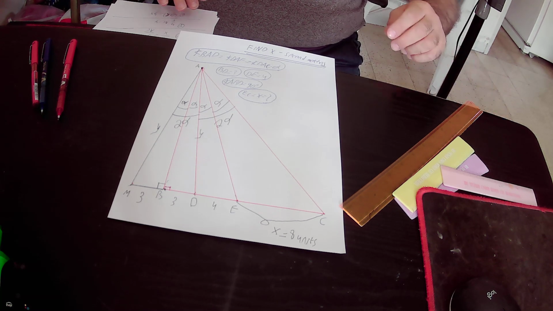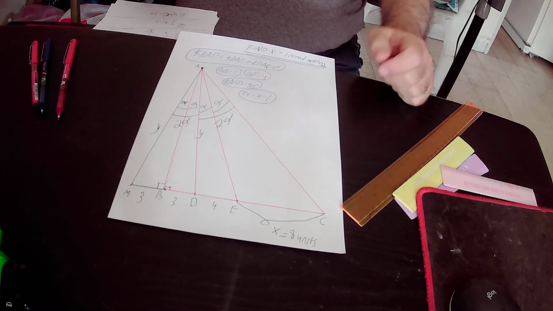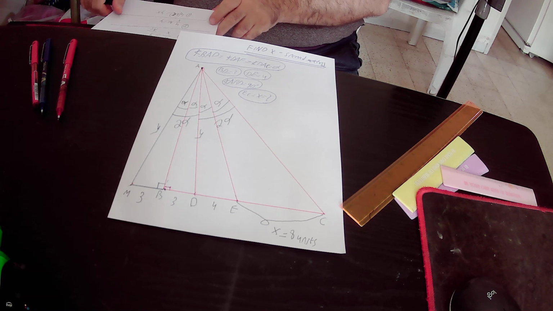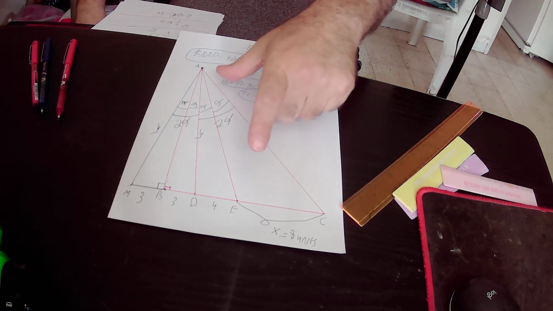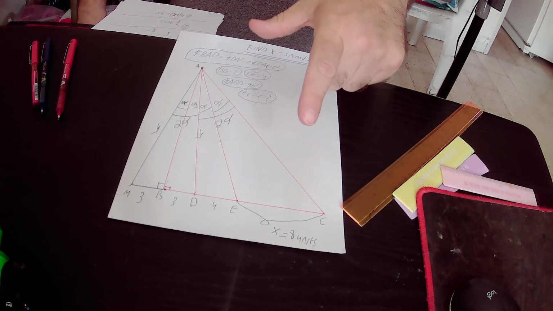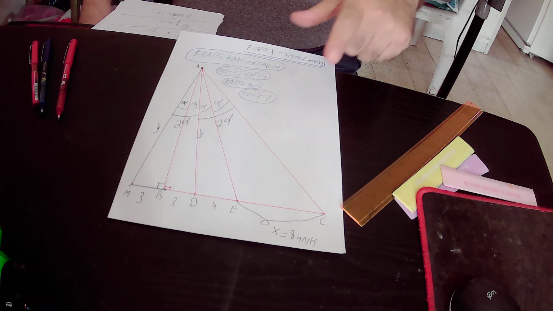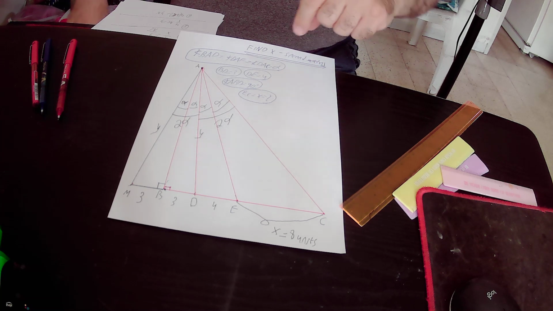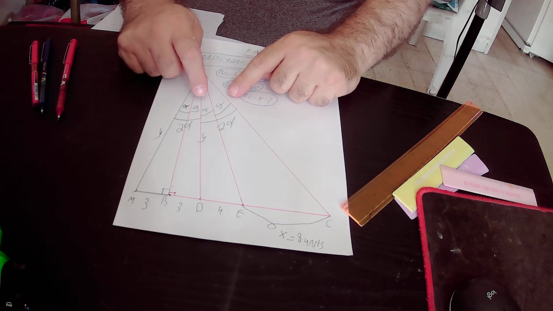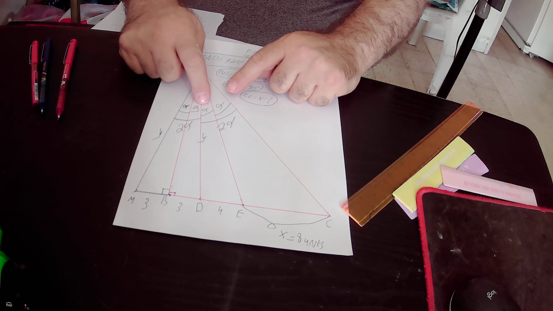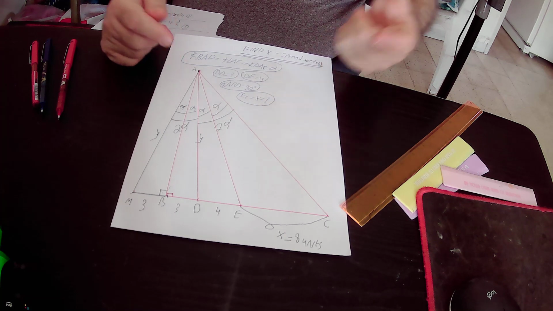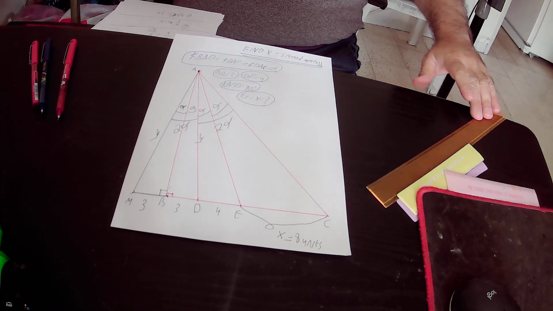And then we focused on triangle ADC. On triangle ADC, we know that AE is the angle bisector. Why is AE the angle bisector on triangle ADC? Because it bisects angle DAC. It divides angle DAC into two equal parts, alpha and alpha. Therefore, AE is the angle bisector on triangle ADC.